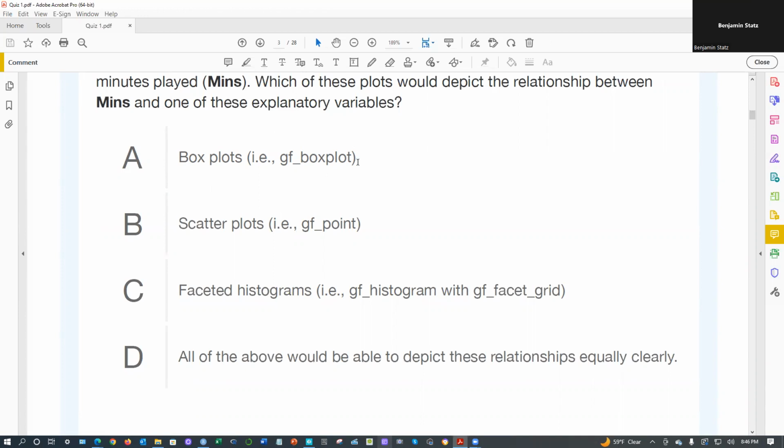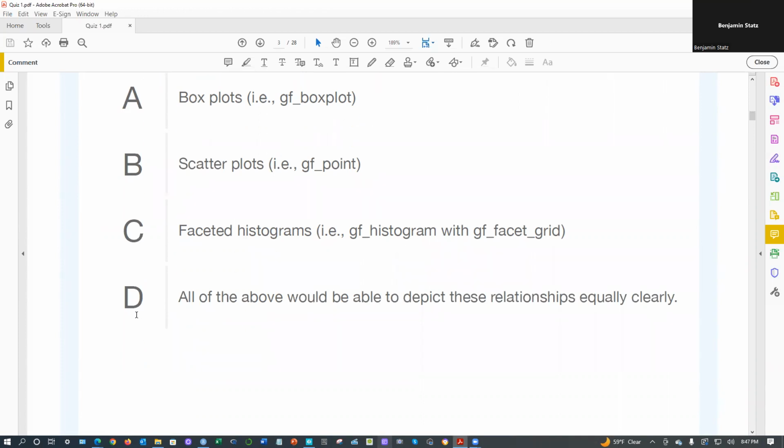Then what should that be? Quantitative versus categorical. Box plot. Gender, female, male. You can check it like that.